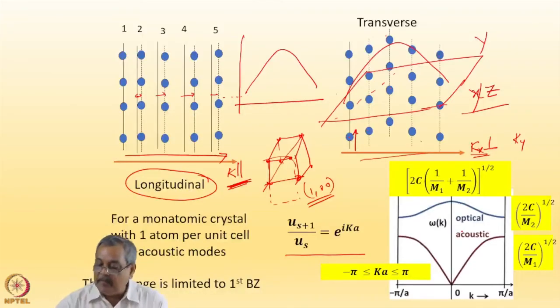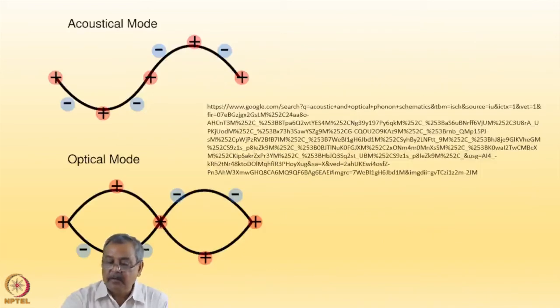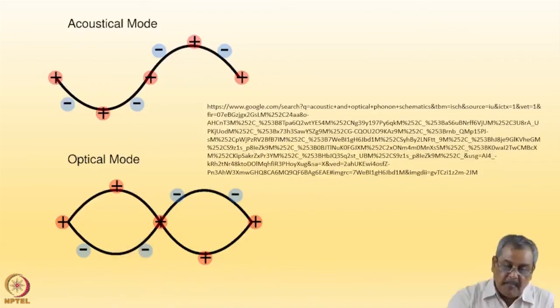I'll come to the optical branch in the next lecture. But before that, let me just tell you that I talked about three acoustic modes, two transverse and one longitudinal, for any number of atoms. Others are optical branches. Optical branches basically show us that this is an example taken from here.